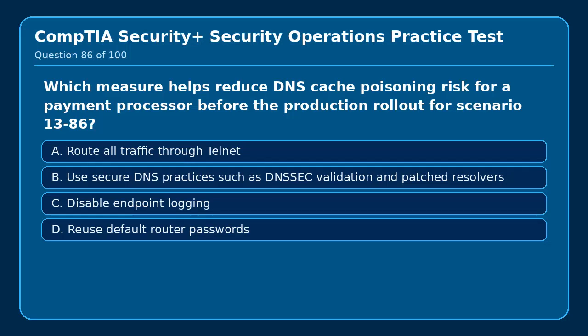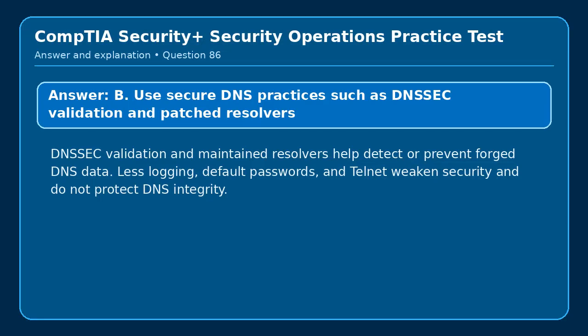Question 89. A workstation at a cloud startup shows kernel-level persistence after malware removal attempts. Which response is safest for the next maintenance window for scenario 13 to 89? A. Image the system from trusted media after preserving evidence. B. Trust the same infected operating system to clean itself. C. Give the user domain admin rights. D. Add the malware folder to antivirus exclusions. Take a moment to choose your answer.